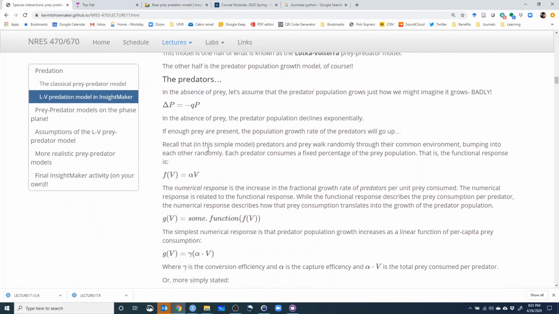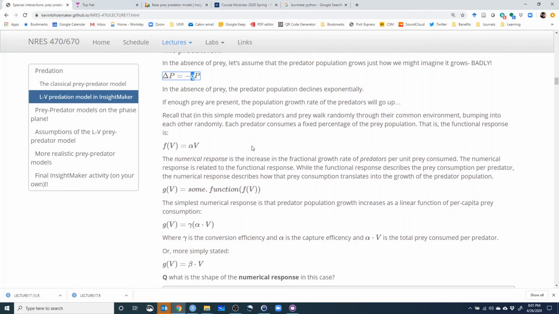So first of all, in the absence of prey, we have to assume that the predator population will grow how we think it would grow, badly. In the absence of food, the predators are not going to do very well. So it's going to be negative growth, and we use this term Q to represent the degree to which the growth is negative. The larger the Q term, the stronger the exponential decline of the predator population in the absence of prey. If enough prey are present, the population growth of the predators will go up on the basis of that numerical response that we talked about earlier.